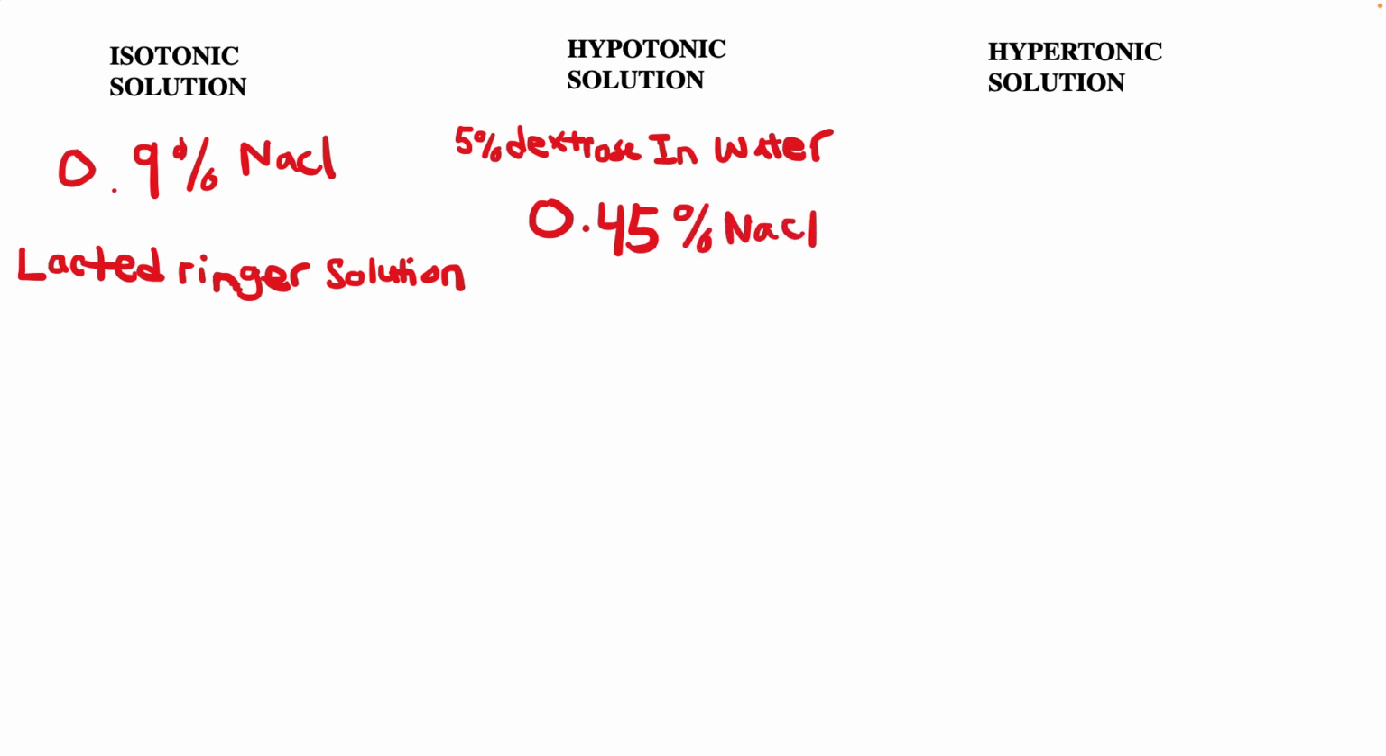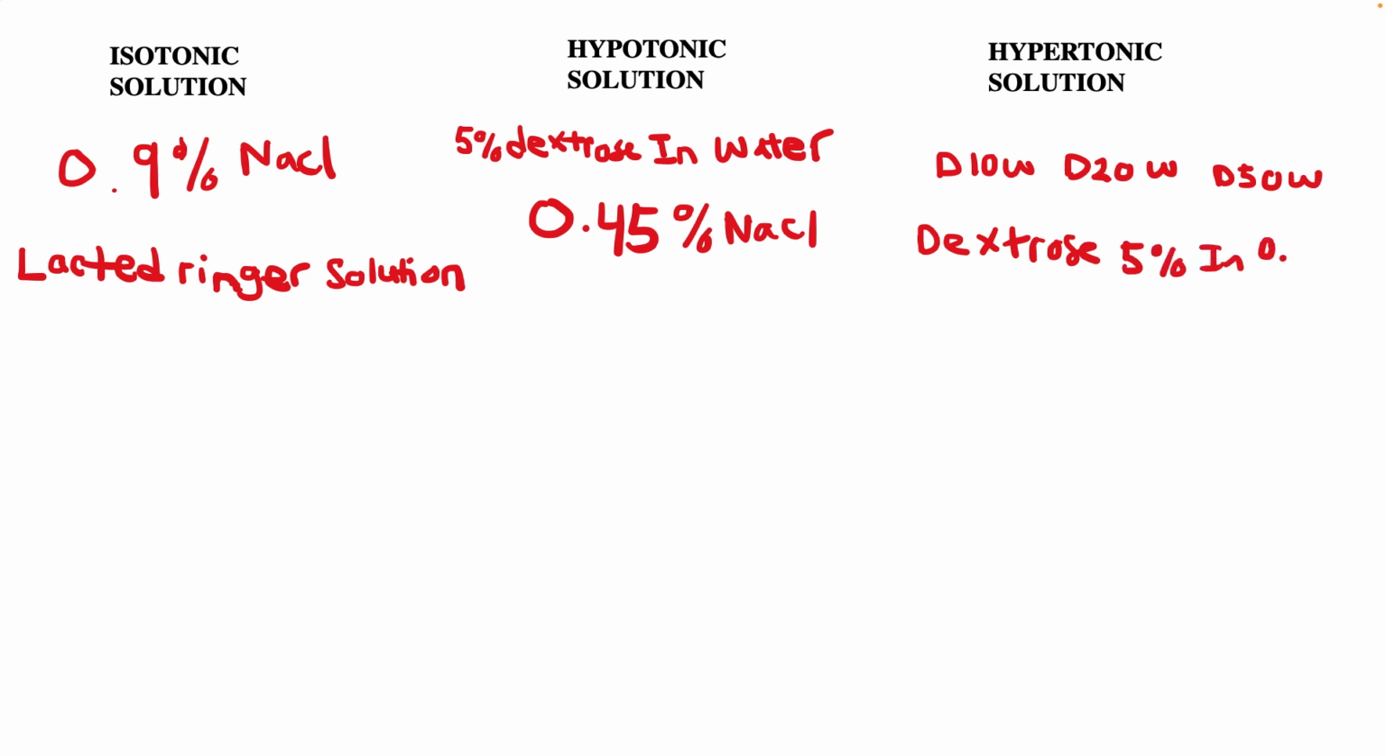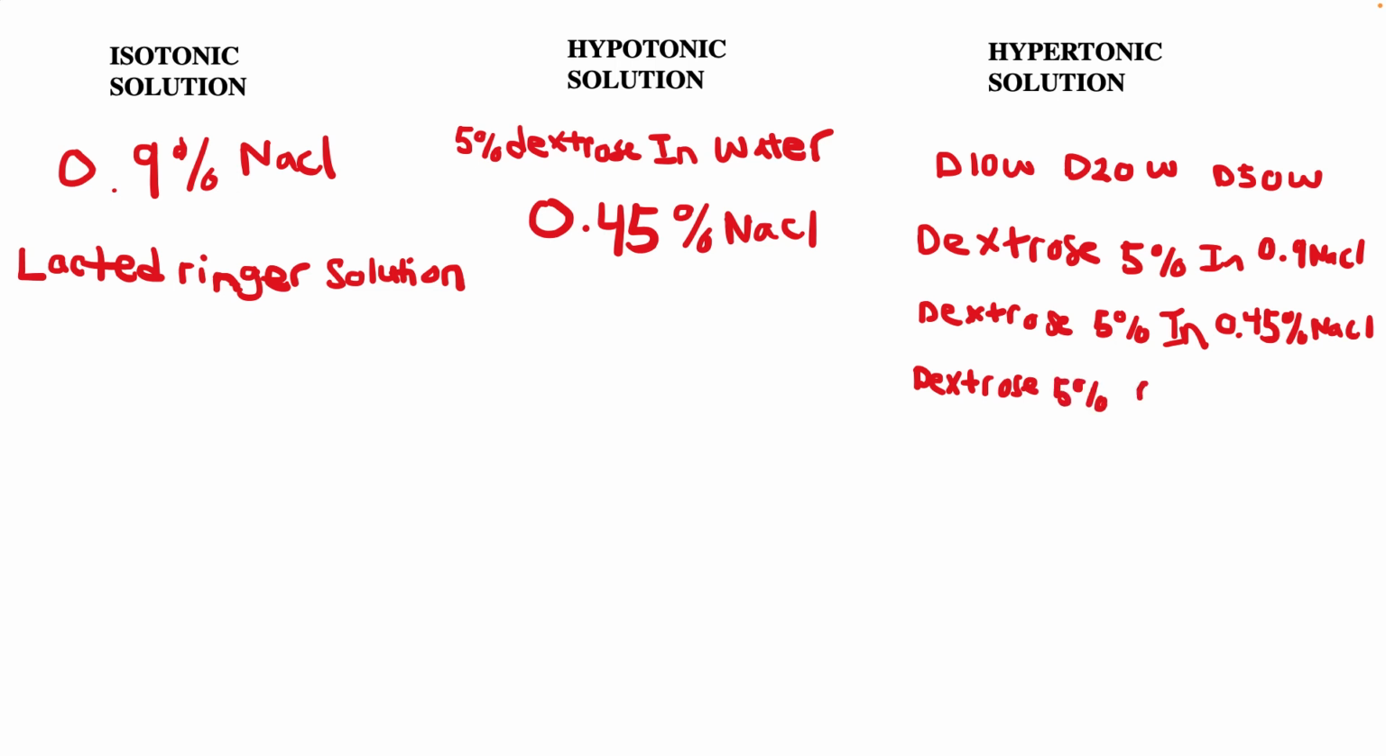For the hypertonic solutions, we have D10W, also known as dextrose 10% in water. We also have D20W and D50W. We have dextrose 5% in 0.9% sodium chloride, dextrose 5% in 0.45% sodium chloride, and dextrose 5% in Lactaid. Now let's talk about each of these solutions individually.